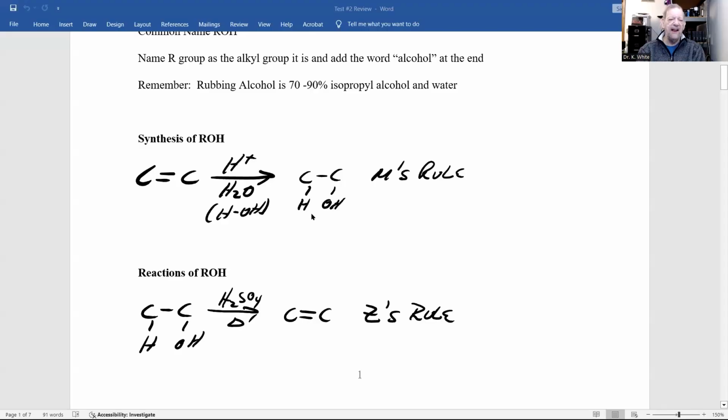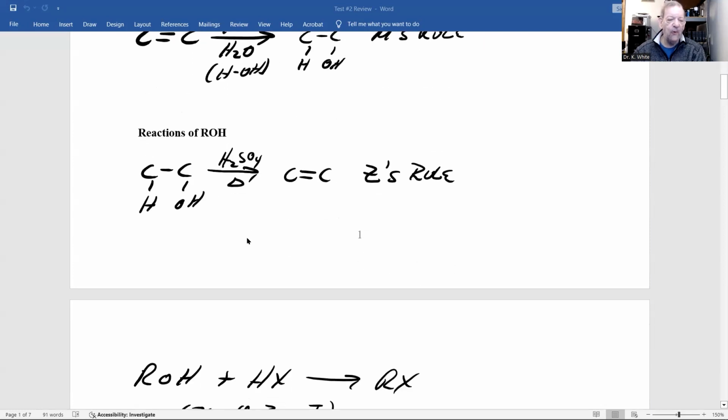All right, how do you make an alcohol? Well, if you have a double bond, add acid and water. Remember, water, think of HOH. You break the pi bond, one carbon in a double bond gets H, the other gets OH, and it follows Markovnikov's rule. The carbon with the most hydrogens in the double bond gets the H, the other one gets the OH.